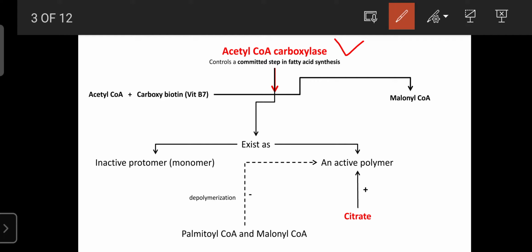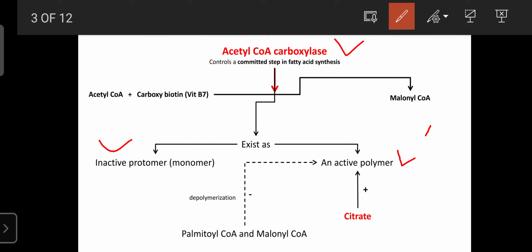So dear students, acetyl CoA carboxylase in our body exists as an inactive protomer, known as the monomer, as well as an active polymer. So this enzyme, inside the cell where fatty acid synthesis takes place, exists in two forms. One is the inactive form, known as the monomer or protomer, and another is the active form, known as the polymer.